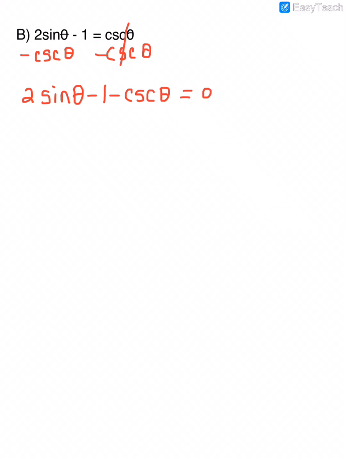Okay, so if I look at this, I have sine, I have 1, and I have cosecant. Well, I can't factor out a greatest common factor, so let's think about what we can do. I know that cosecant is related to sine because it's the reciprocal of sine. So if I multiply everything times sine, that's going to get rid of that cosecant. So let's do that. Let's multiply everything in the equation times sine of theta.